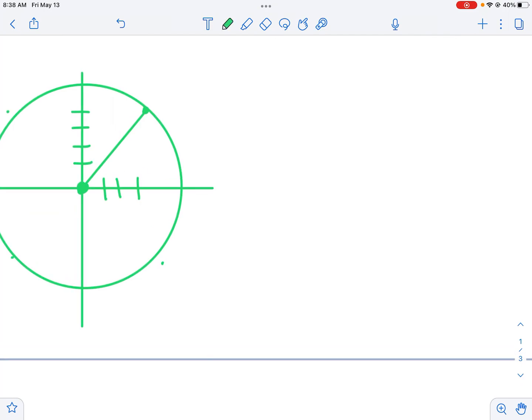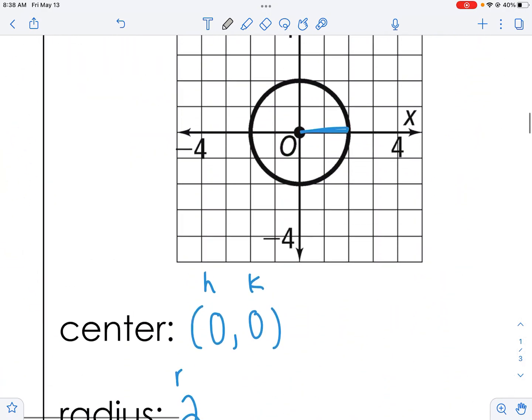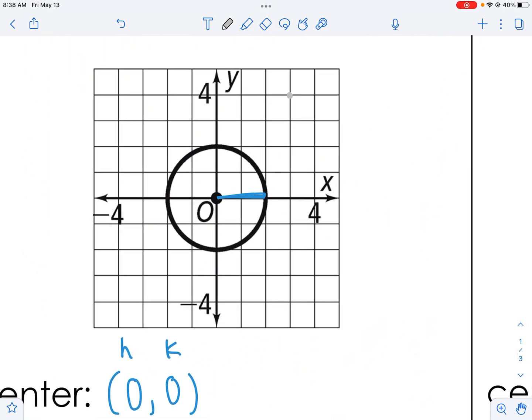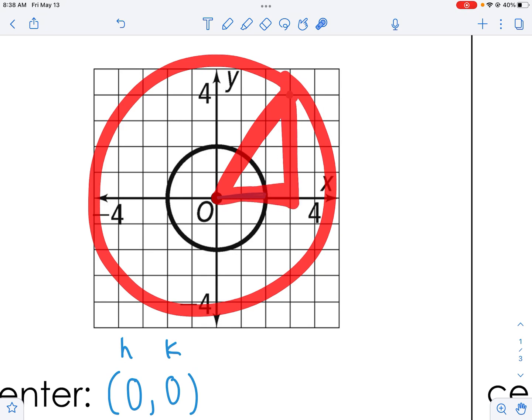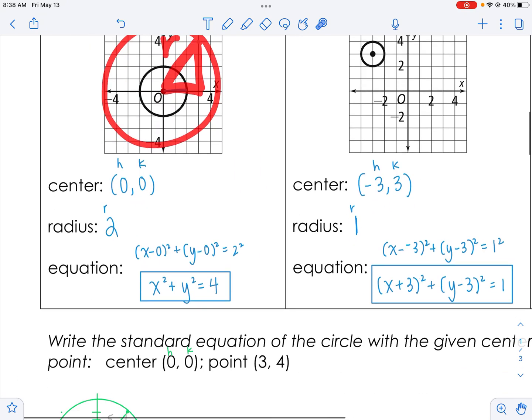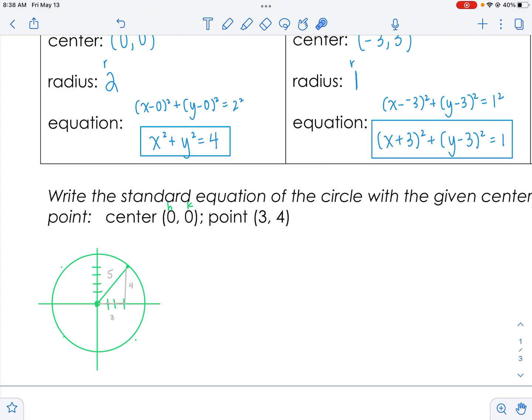But I do know that I went over 3 and then up 4. So if you think way back to the triples, notice I have 3, 4, and then what would be the length of that radius? That would be 5. So if we put this on a real graph, 3, 4 would be right here. If I tried to just count that straight, it would be at an angle, so I'd have to be really careful. I'd have to use the 3 and the 4 to turn into a right triangle to find the radius. But we know 3, 4, 5 is really common.